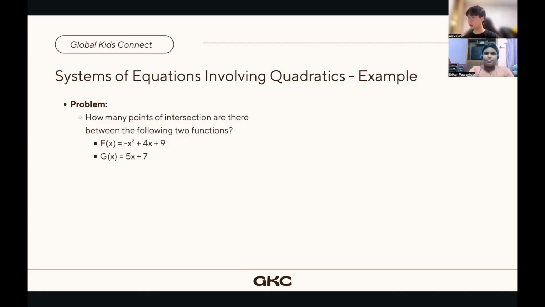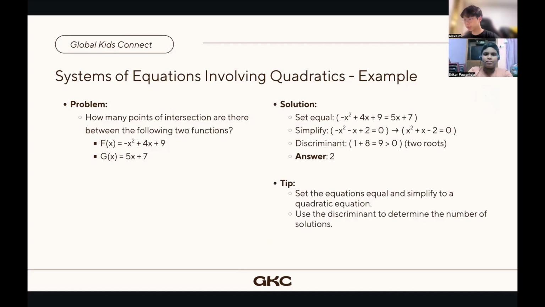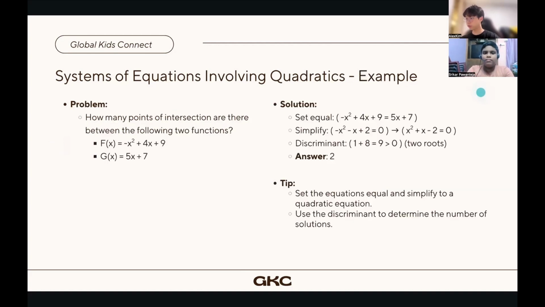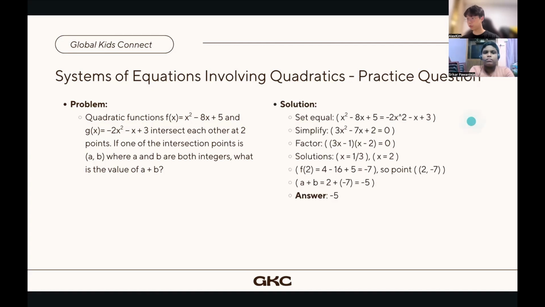Okay, great. Let me just check. Okay, so the tip is to set the equations equal and simplify to a quadratic equation, and then use the discriminant to determine the number of solutions. This is a concept that we'll cover in the next slides. This problem is very similar to the one we previously did, so I'll skip it for now to save time, and then maybe you could solve it on your own once I send the PPT over.